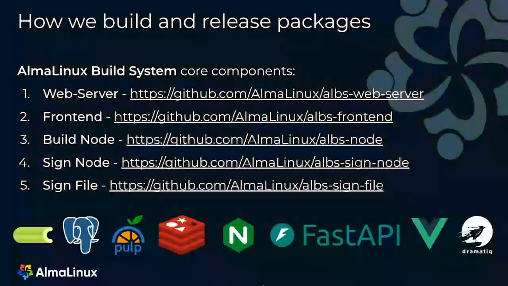and consists of many components. Here are the main ones: it's a web server, a front end, a build node, a sign node, and a sign file. What's the difference? The sign node is used to sign RPM packages. Sign file is used if you need to just sign a random file with GPG. So it may be repomd.xml or a checksum file for a cloud image or something like that.